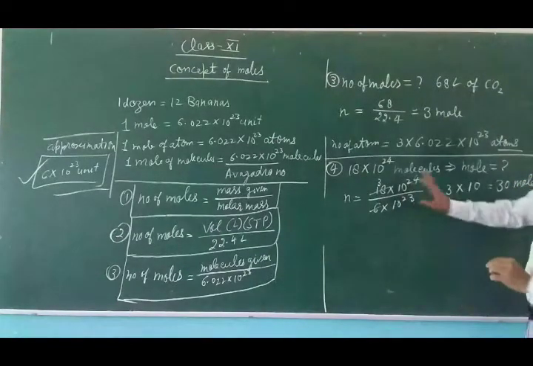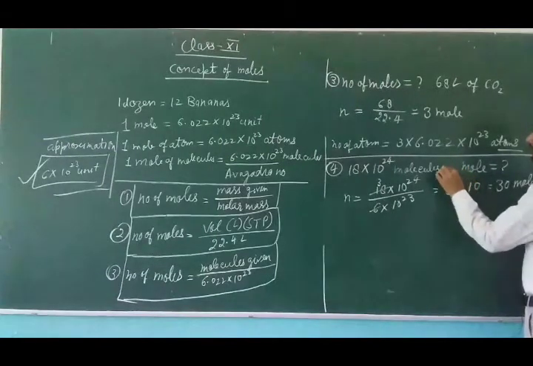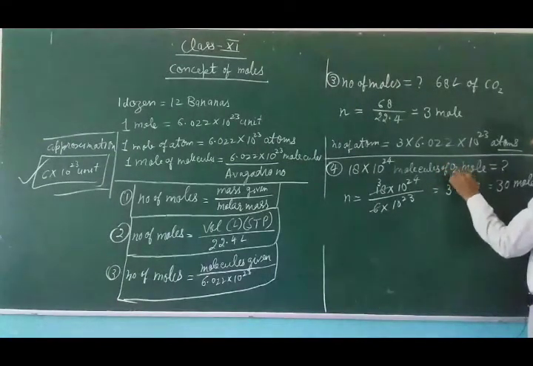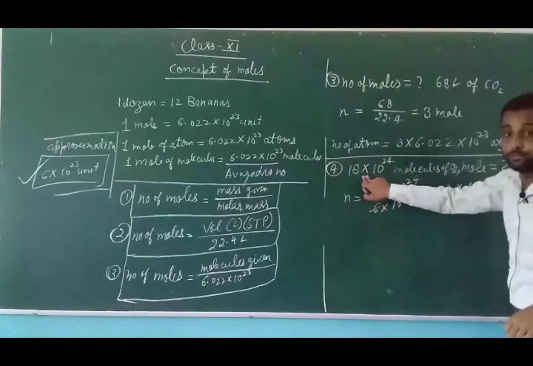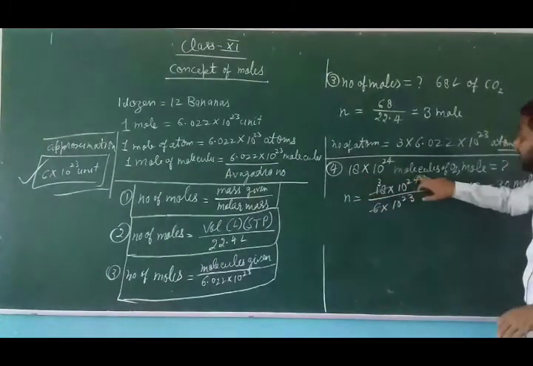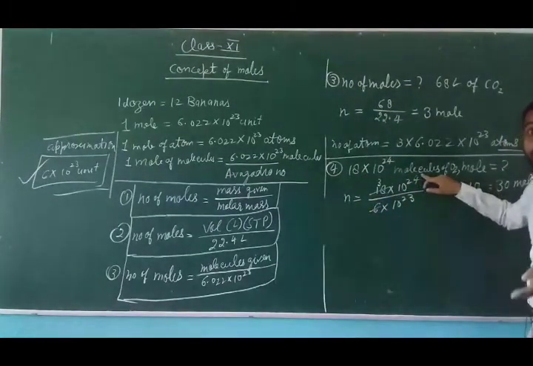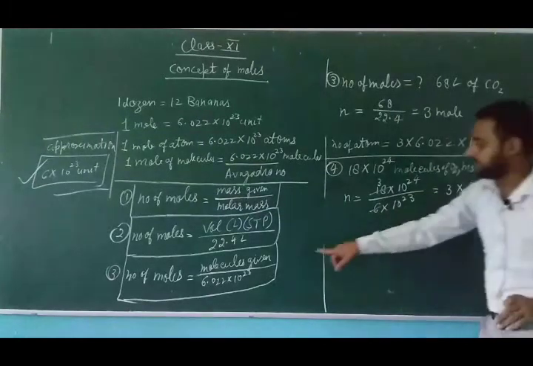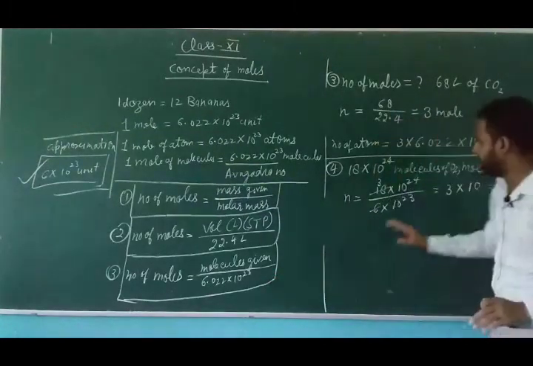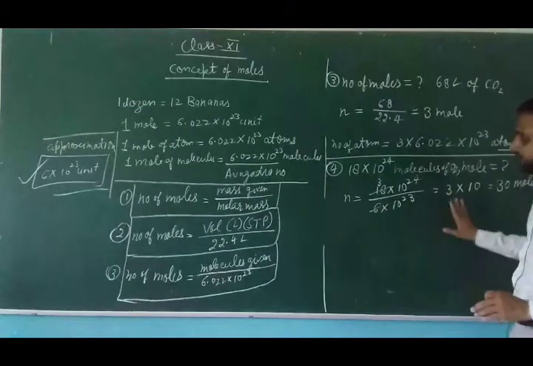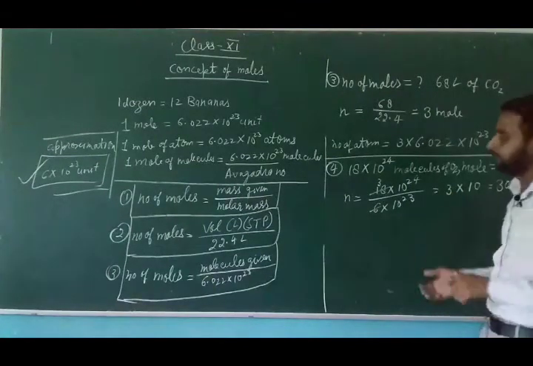So we can find the molecules of O2. If we have 18 into 10 to the power 23 molecules of O2, then find out the number of moles. So by using this formula, we can find out the number of moles by using this technique. Please note down.